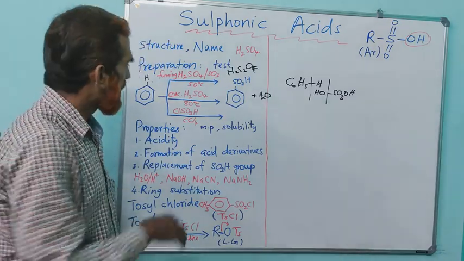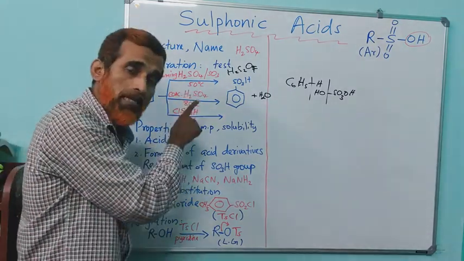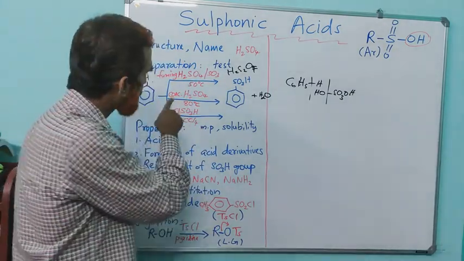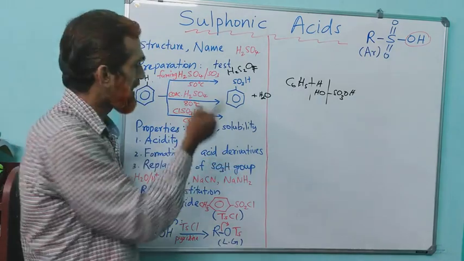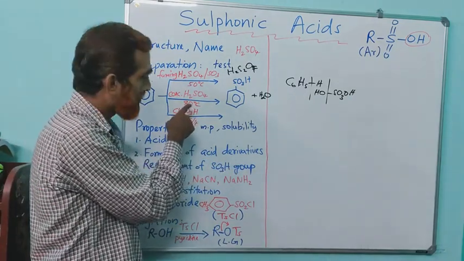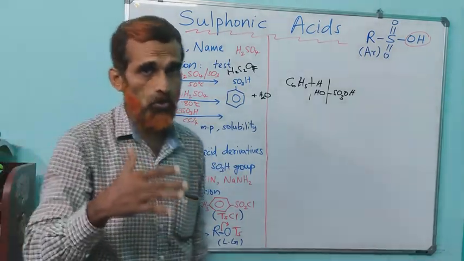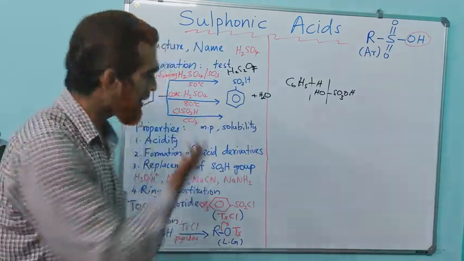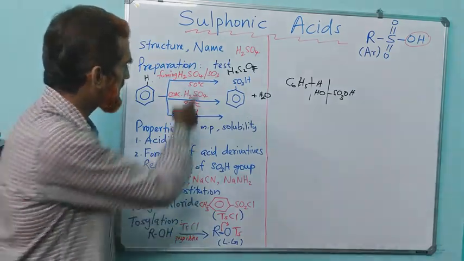Now you can also use, instead of fuming sulfuric acid, which is a stronger reagent, concentrated sulfuric acid, but at a higher temperature. Then sulfuric acid will undergo auto ionization and produce SO3, and the reaction takes place in the same fashion.